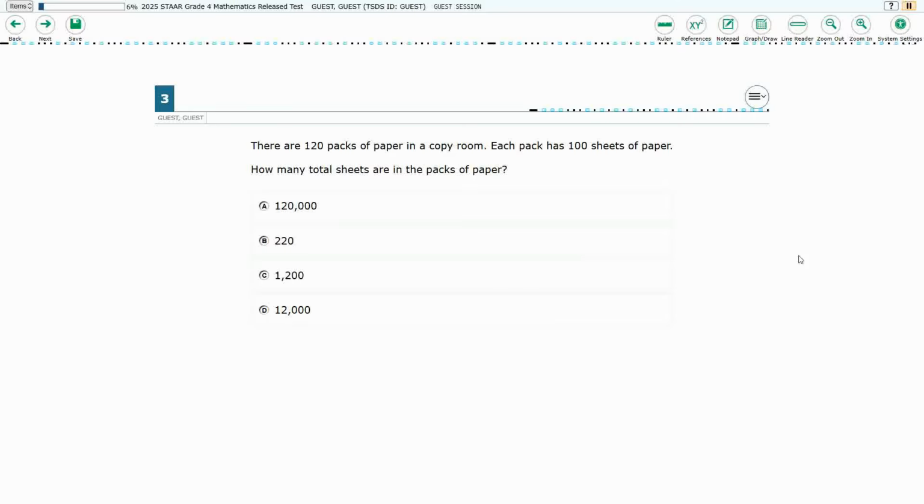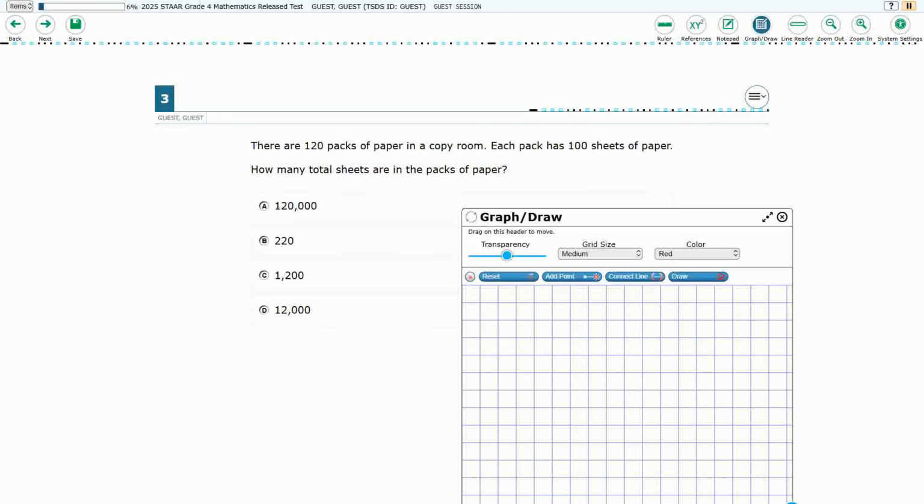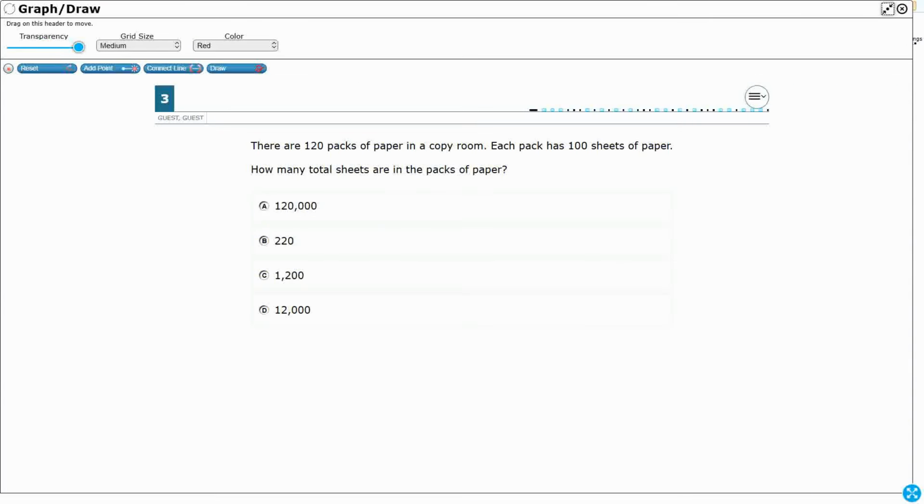Number 3, we are looking at 4.4b, multiplying by 10 or 100. And so we've got 120 paper packs. Each pack has 100 sheets. So how many total sheets are there? Well, if we wanted to, we could multiply by this, but we don't really work on a 3 by 3 multiplication, and we don't have to.